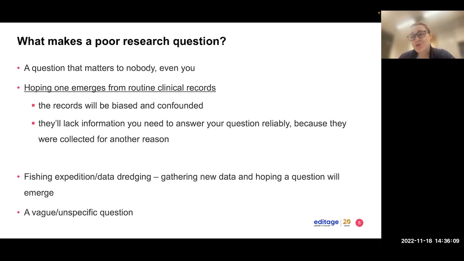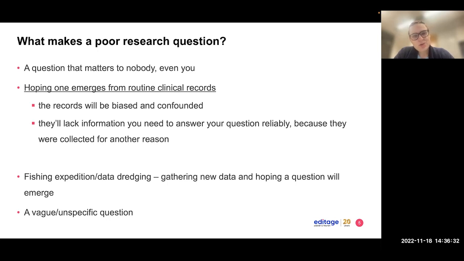So if it matters to nobody, it's probably also not going to matter to the journal that you are submitting it to. So make sure that you have a question that will significantly in some way answer a question that is currently in the scientific community.